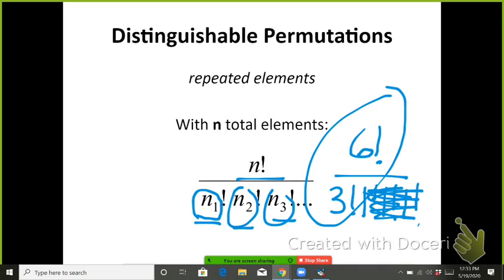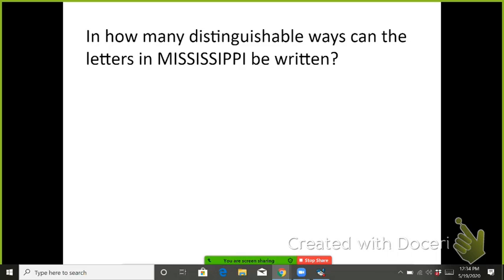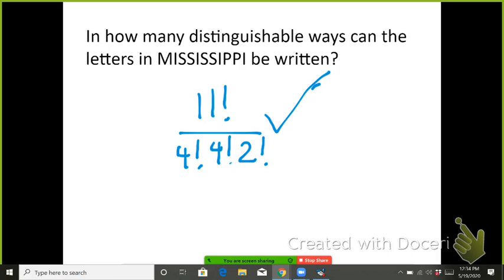Now I just mentioned that this is called the Mississippi rule because Mississippi is a good example of a word that has a lot of repeated letters. So if you want to try this one real quick, pause the video. And then here's how you do it. So Mississippi has 11 letters. Alright, so it's 11 letters. Okay, now M repeats once, I repeats 4 times, S repeats 4 times, and P repeats 2 times. So this represents the number of different ways you can order the letters in the word Mississippi. And if you wanted to do that on a calculator to see what that equals, here's how you do it.